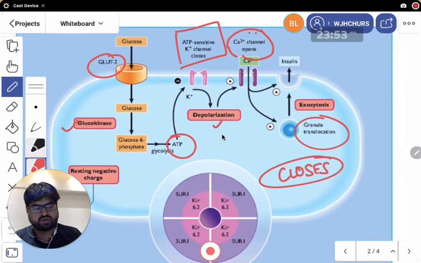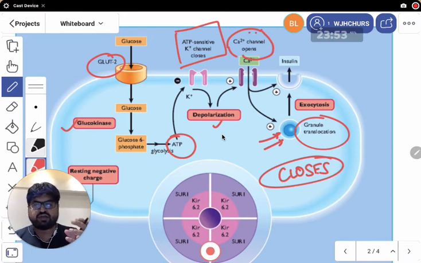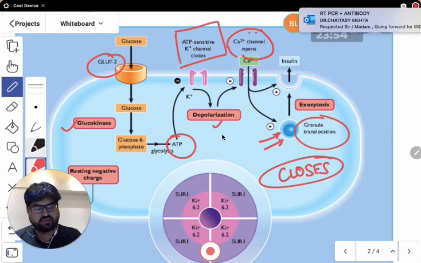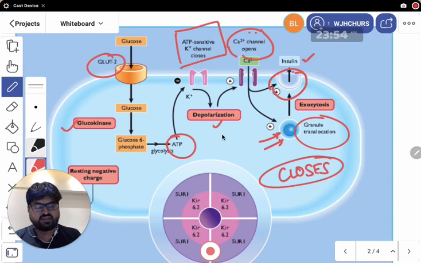Now there is also already some intracellular calcium which is present, and this intracellular calcium and the calcium which comes from the outside, both of them act on the granules. It causes movement of the granules towards the surface, and the granules then dock to the surface, right? And docking of the granule to the surface releases the insulin, right? So it releases the insulin from the system, right?